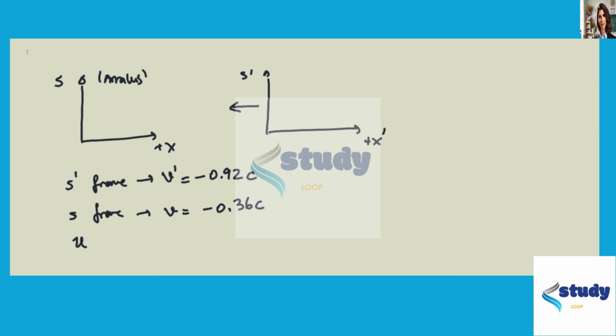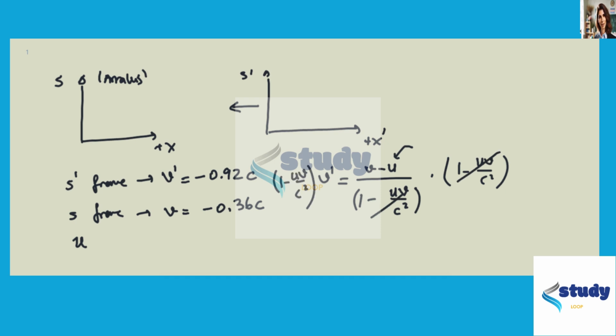So let's remember the Lorentz transformation: v prime equals v minus u over 1 minus u times v over c squared. What we're looking for is u, so I'm going to manipulate this equation and isolate u. I multiply both sides by the denominator, 1 minus uv over c squared. These cancel, and then I distribute v prime minus u times v prime over c squared.